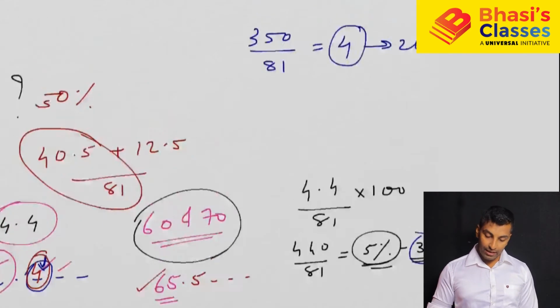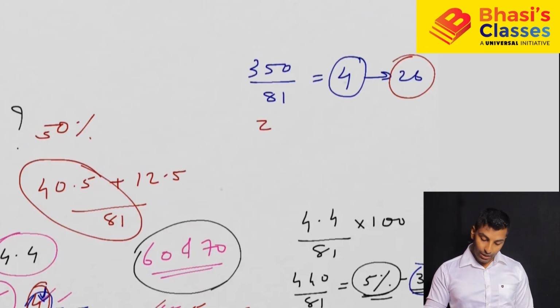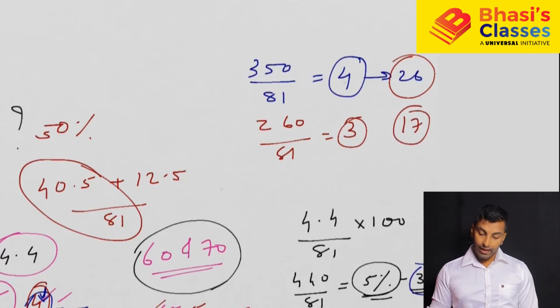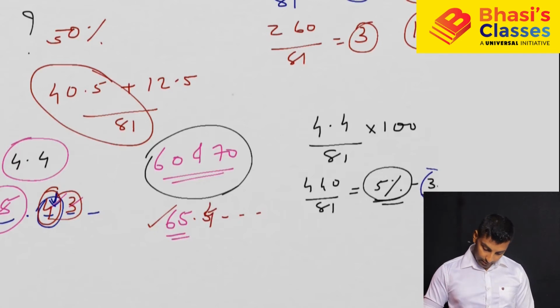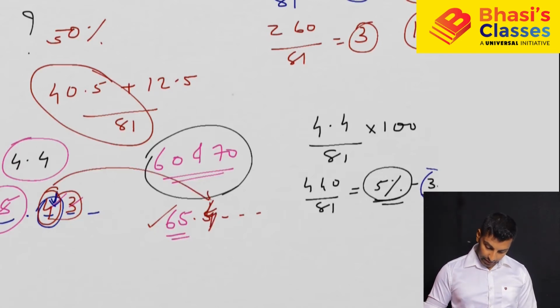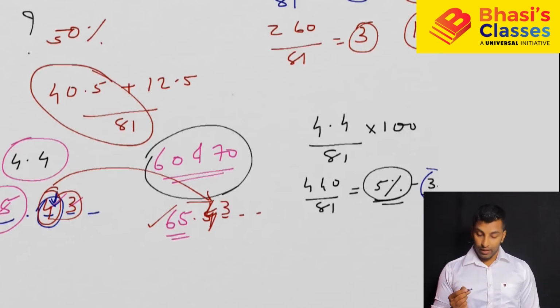So how will you proceed further? See what the remainder is. That is 26, right? So add a 0, 260 by 81. Now what you get is 3 with the remainder 17. What does that mean? I am in a position to fill this dash with 3. So what you got is 65. Sorry, this is 4, okay? I have written 5 by mistake. So 65.43. Okay? 65.43.